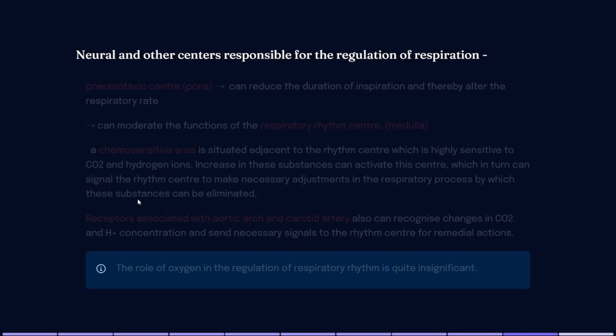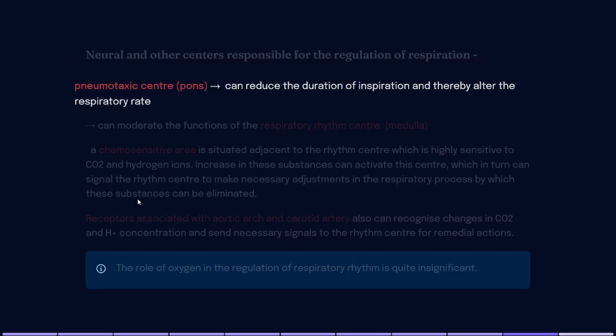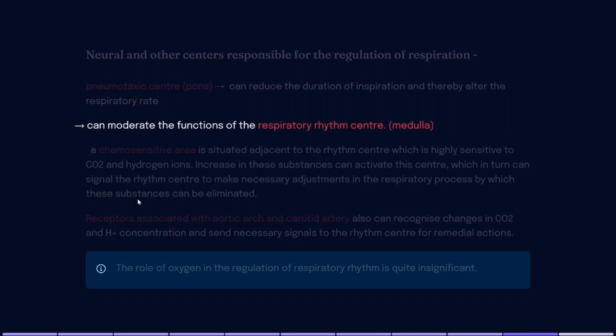First is the neural and other centers responsible for regulation of respiration. First is the pneumotaxic center, which is in the pons, which can reduce the duration of inspiration. It does not do anything to expiration, but it can reduce the duration of inspiration, and thereby it can alter the respiratory rate. Next, there is the respiratory rhythm center, which is present in the medulla. Now the pneumotaxic center, which is in the pons, can actually moderate the functions of the respiratory rhythm center, which is in the medulla.